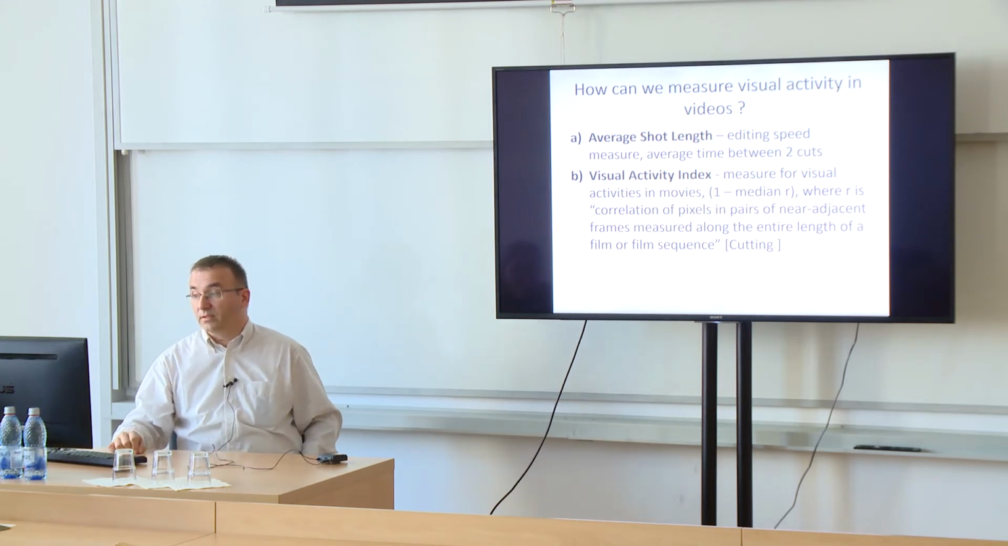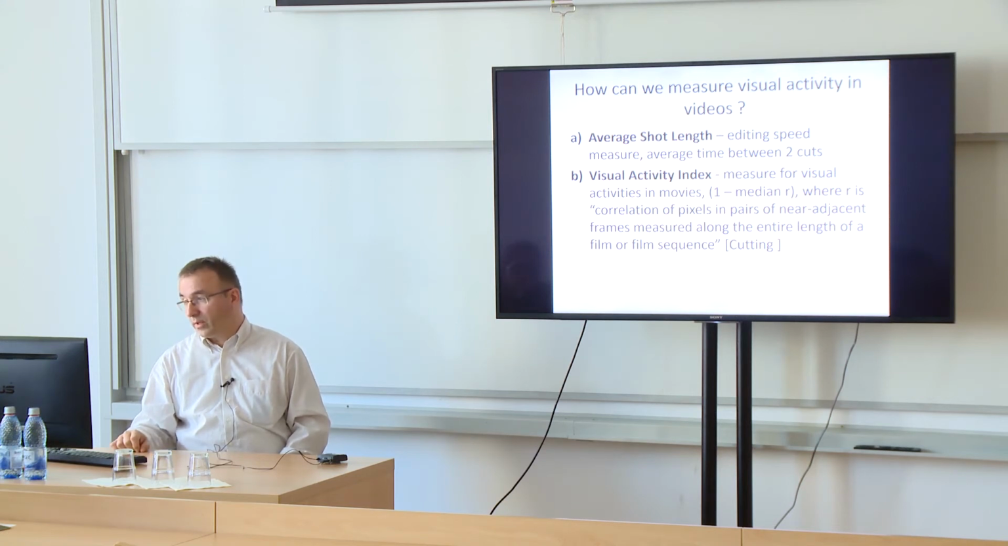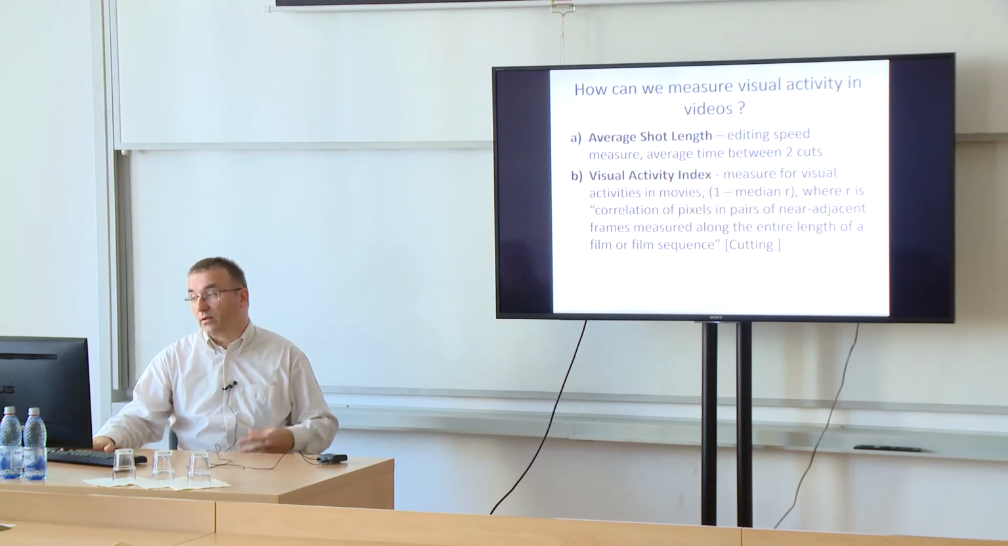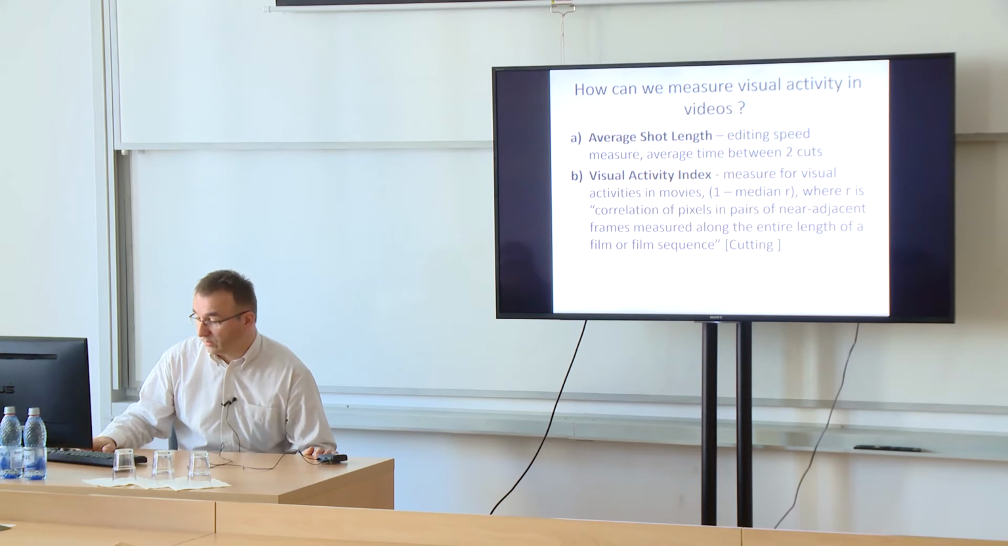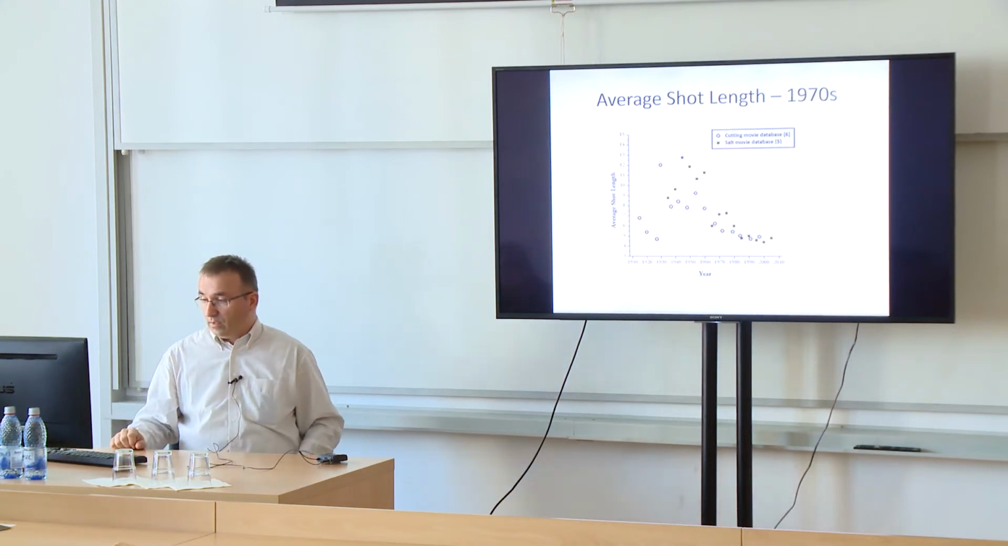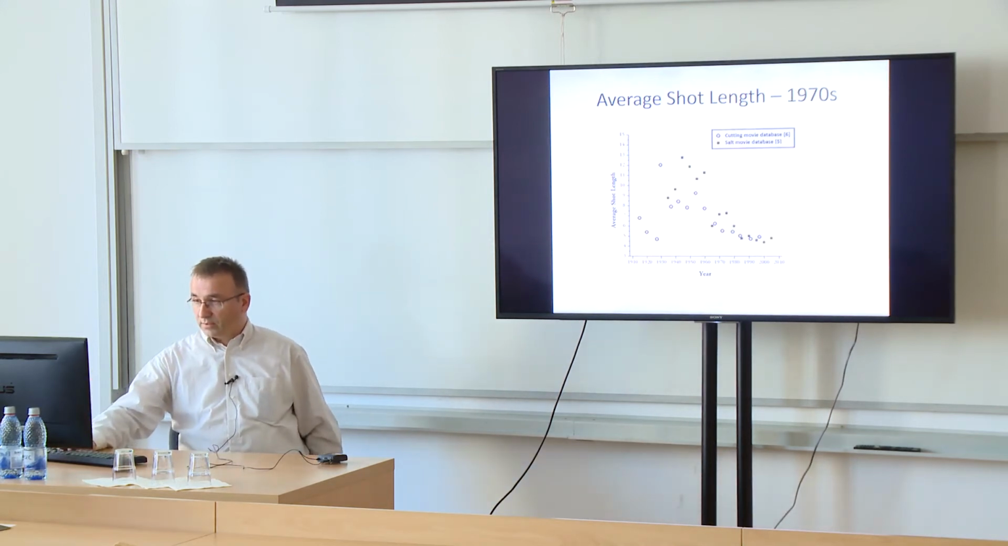You can calculate this as 1 minus the median of R, where R is the correlation of pixels in pairs of adjacent frames measured along the entire length of the film or film sequence. You will see later about the visual activity index.